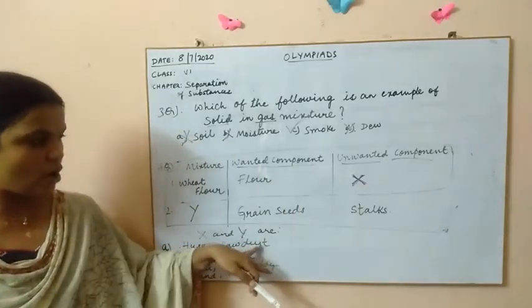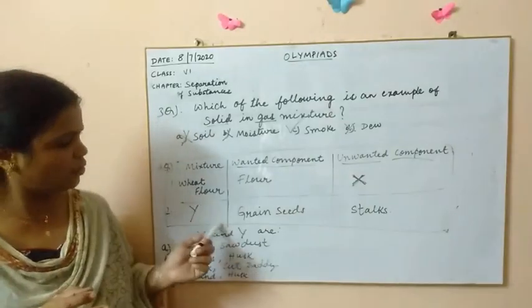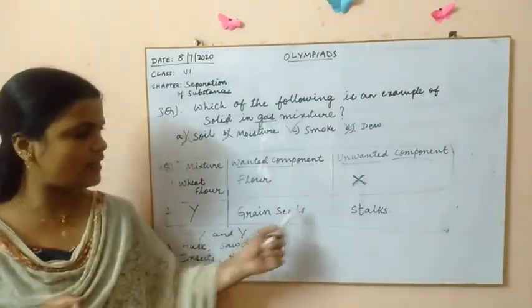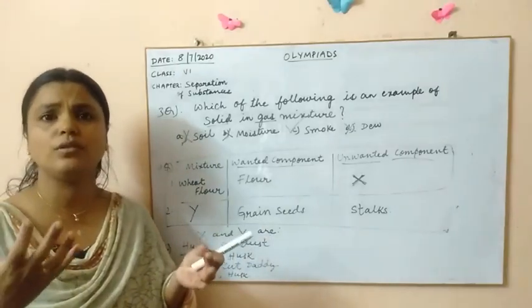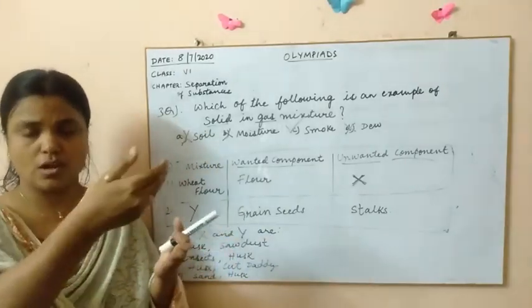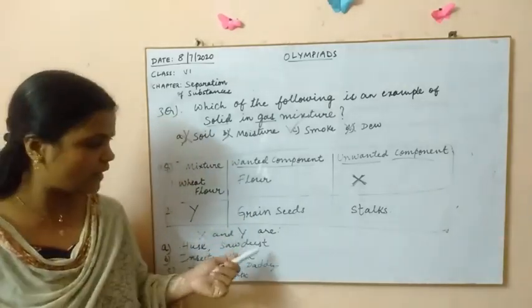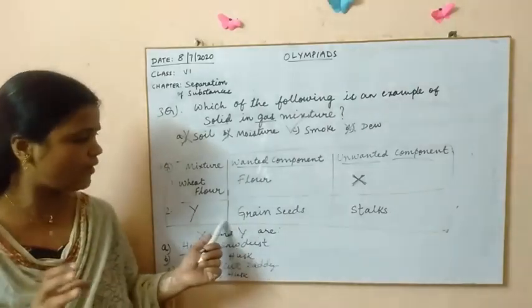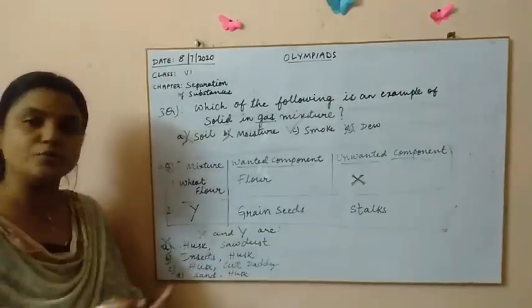So the next one, sawdust. So you can see here sawdust is nowhere related to grain seeds and stalks. What is sawdust? The waste that comes out while processing the wood, actually while sawing the wood, or when they make the wood smoother with the help of a saw. So then we get the sawdust, and it's nowhere concerned with grain seeds and stalks. So it is a wrong option.